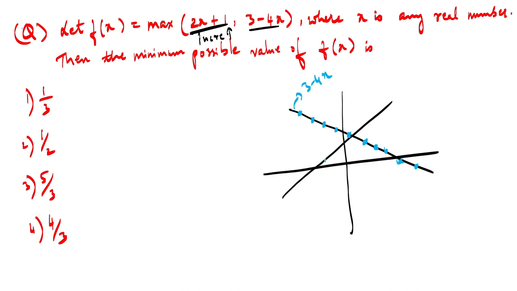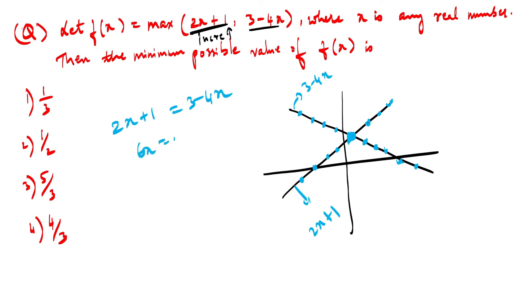Keep on decreasing. Whereas this is the graph of 2x plus 1. The values keep on increasing, but when will they be the same? They will be the same at this meeting point, right? When will they be minimum possible value? They will be minimum when they are meeting at this point. At this intersection, they will be minimum, which means when 2x plus 1 is equal to 3 minus 4x, we can find out the minimum possible value.